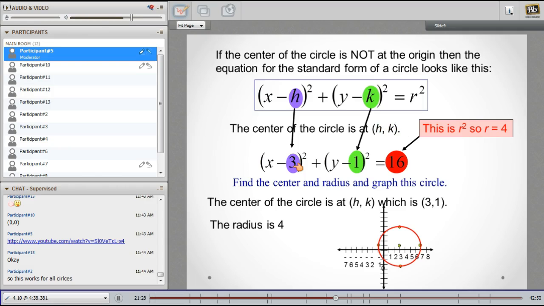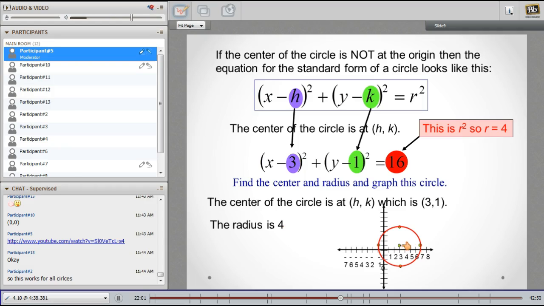So to fill in the 3 and the 1, you want to identify what the center of your circle is. In this example, we see that the center is at 3, 1. And the 3 is the X value of your center, so it goes in the parentheses with the X. So that's at least easy to remember, right? It's not opposite or something crazy like that. It's just X minus the X value of the center point. Okay. And then the radius of this circle is 4.